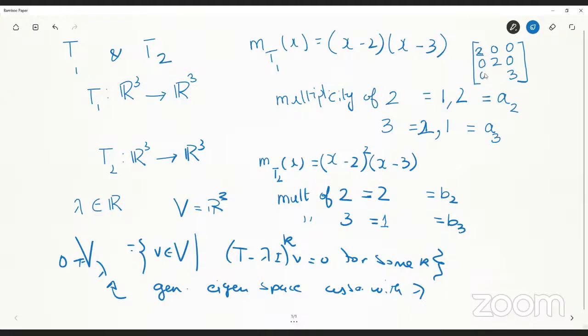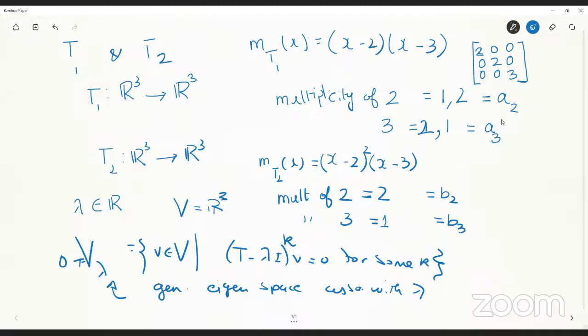X minus 2, X minus 3. Yeah, exactly. But what is the multiplicity of 2? Multiplicity of 2 is 2. Yeah. So the second option is also not correct because A2 can be 2. Okay. So now go to the third option.